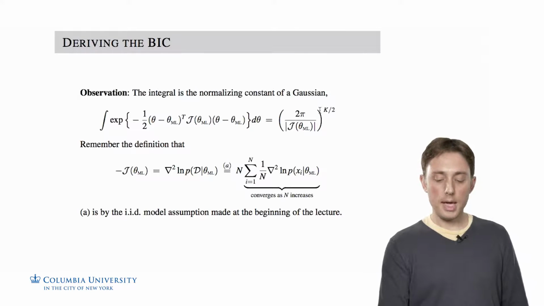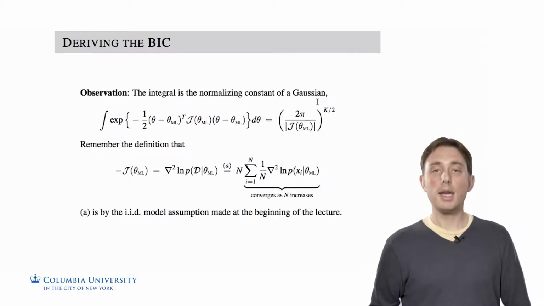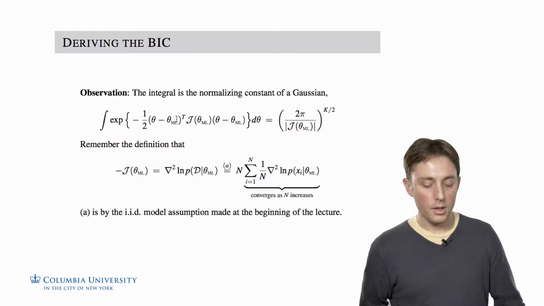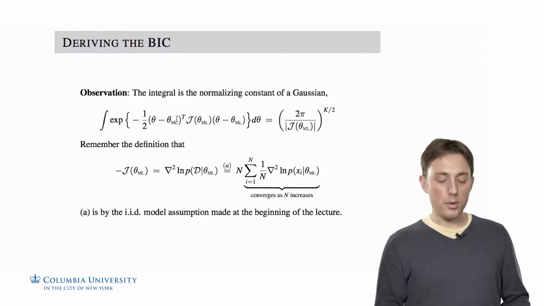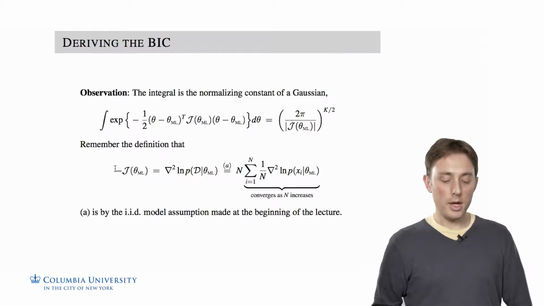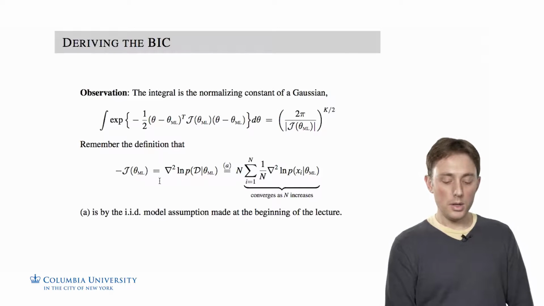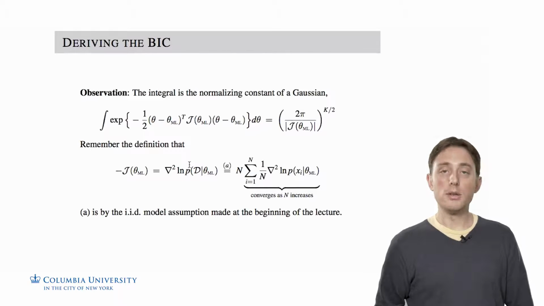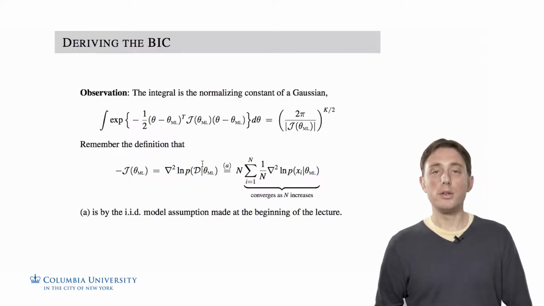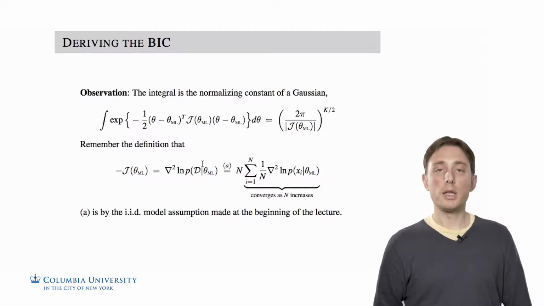Okay, so that's where this k is coming from, because we have k different model parameters in this vector theta. Now let's remember our definition that negative j is equal to the second derivative of the log of the likelihood evaluated at the maximum likelihood solution.